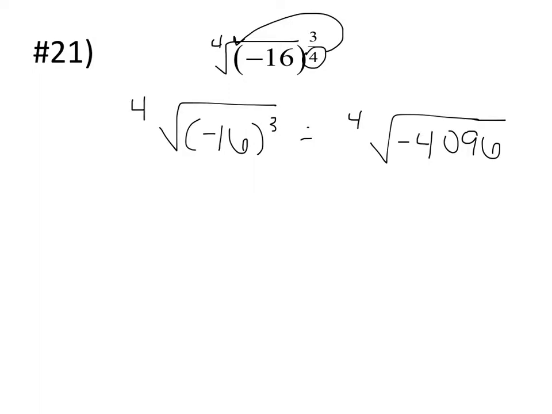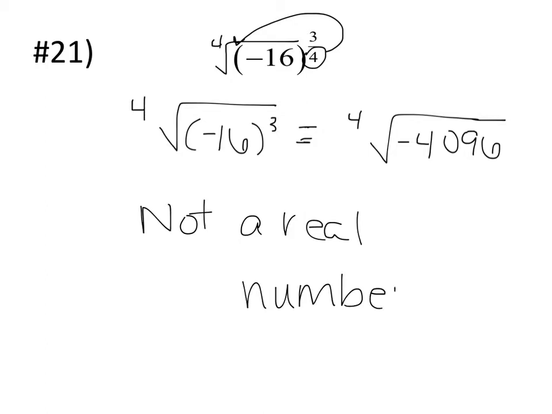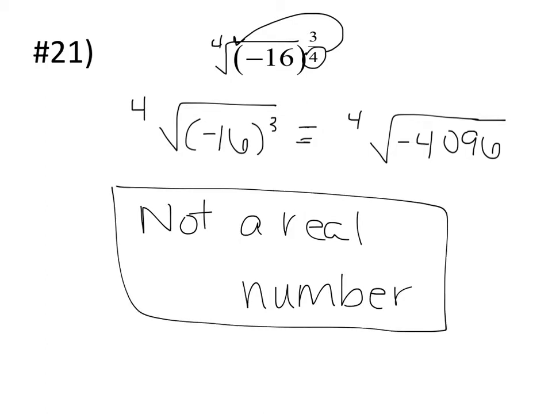Okay, or you could have done, well, actually, okay, I'm not going to show you that just yet because this one's actually just not a real number. Because if you notice, index of even, negative underneath, you can't have that. So this one is just not a real number. There's no reason to go any further than that. But I will show you both ways on the next one. So remember, even index, negative under the radical, not a real number.